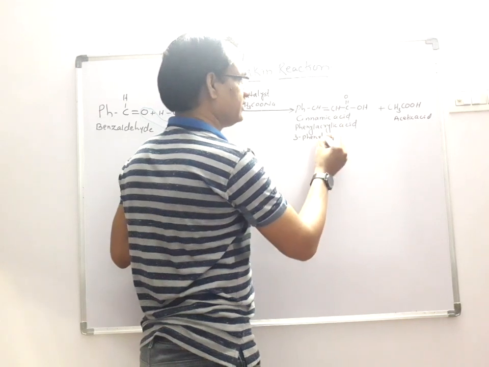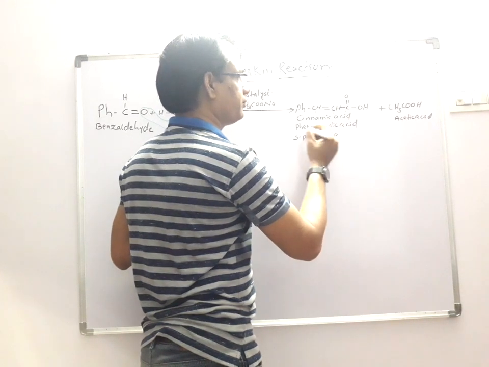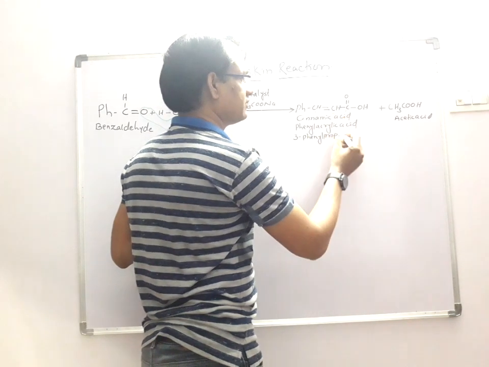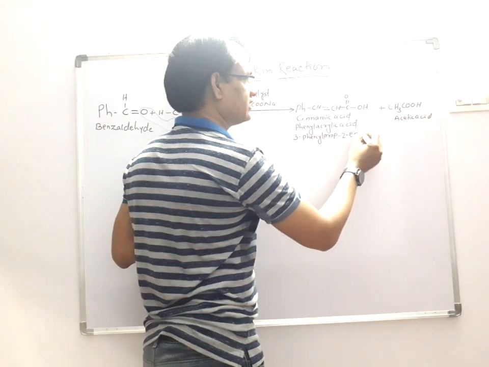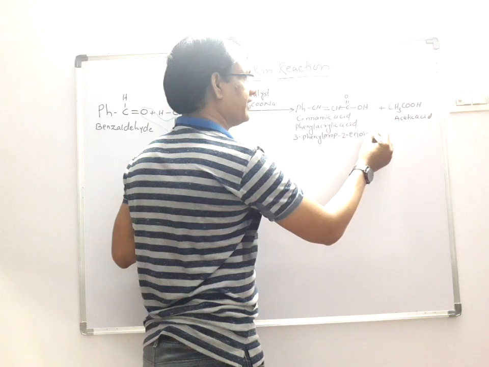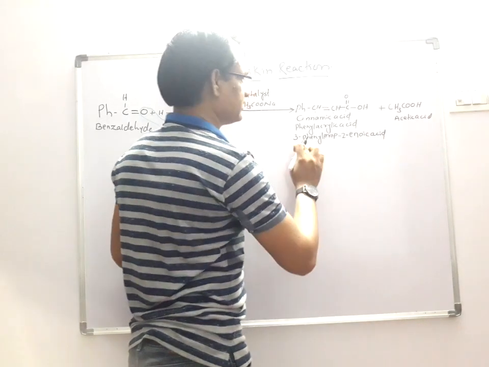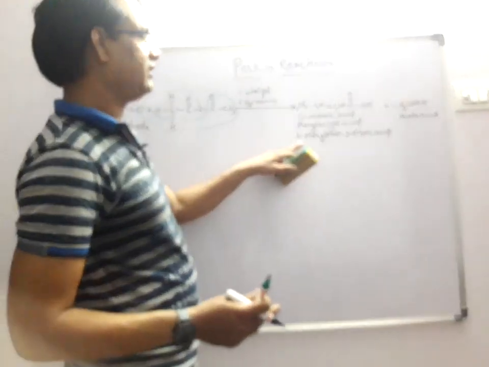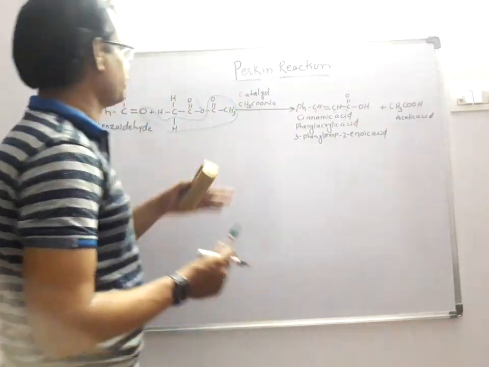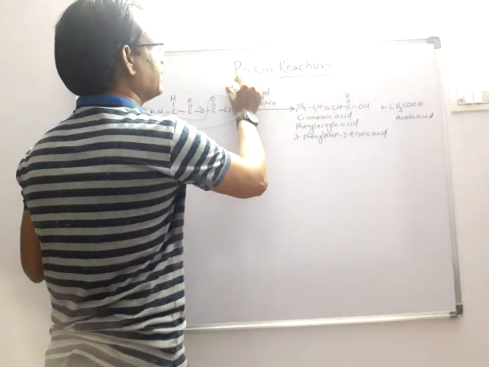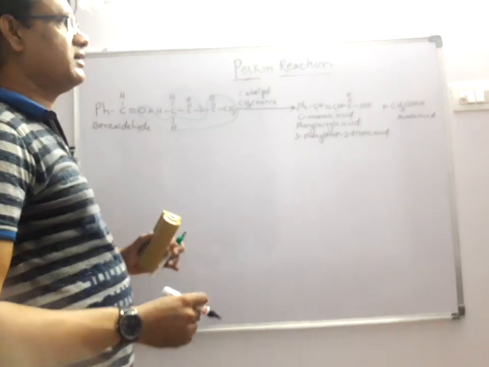This is propene. The second position has a double bond, 2-ene, and a carboxylic acid is there, therefore oic acid. So its IUPAC name will be 3-phenyl prop-2-enoic acid. This is the product of the Perkin reaction. Now we'll see the mechanism.